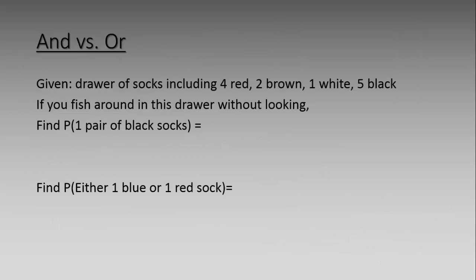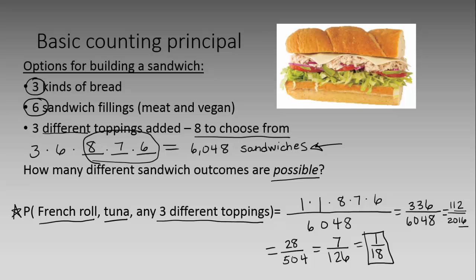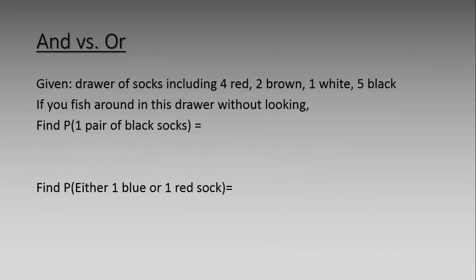Now let's look at and versus or. In my previous problem, I was actually using the and versus or principle, but I didn't point it out to you. I wanted a French roll and I wanted tuna and I wanted 3 toppings. It wouldn't make any sense to say French roll or tuna filling or 3 toppings. I don't want to walk out of there with a pile of tuna in my hand. I want it on a sandwich, and so I need all of those. Here's why that's important. If you have an and problem, you're going to multiply probabilities together. If you have an or problem where either this or that would be okay, then you're going to add probabilities together.